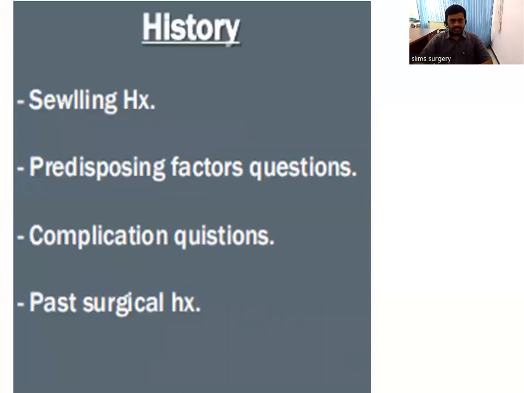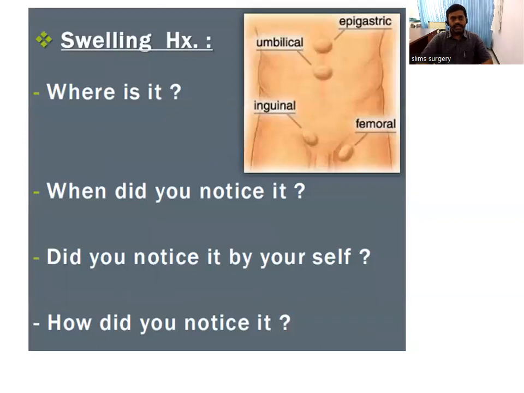So how to ask a history? You should obtain history of swelling, predisposing factors, complications, and past surgical history. In swelling, how it started, where it started, and how long this patient has had the swelling. Whether you noticed it yourself or someone else noticed? How did you notice? Like that, all the histories we should ask the patient.